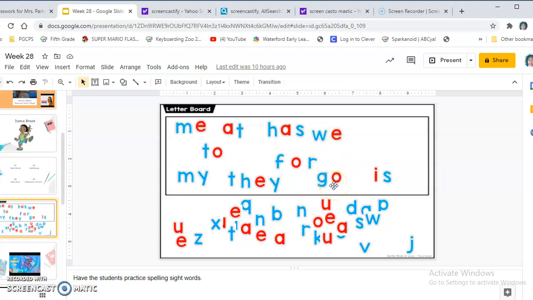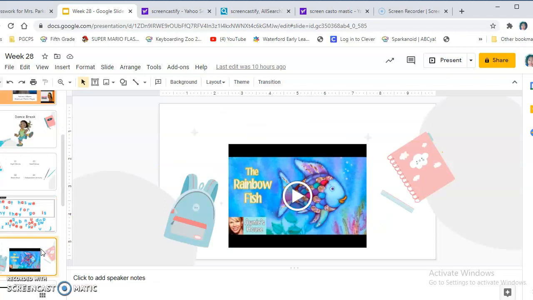G-O. Go. And I-S. Is. And you all can pause the video and practice some more of your sight words if you want to. All right. Yesterday we heard a story called The Rainbow Fish, but we didn't get a chance to do the activity. So I'm going to play the story again and then we will get started with the Rainbow Fish activity.